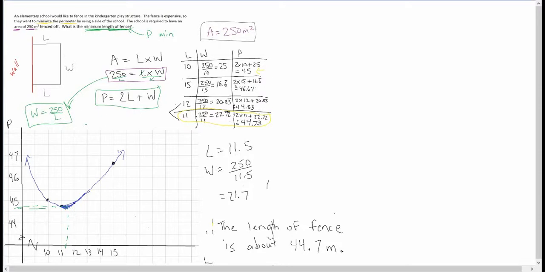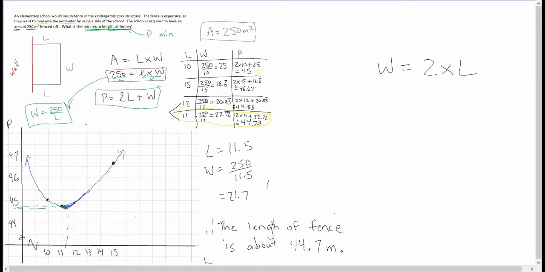Now in general, there is a pattern here. So look at these numbers that were very close. 11 was very close, and we had 11 and 22.7. 12 was pretty close, and it was 12 and about 21. Our answer was 11 and a half and about 22. Do you notice a pattern here between the length and the width? It looks like, in general, the width is twice as long as the length. And that will minimize the perimeter.